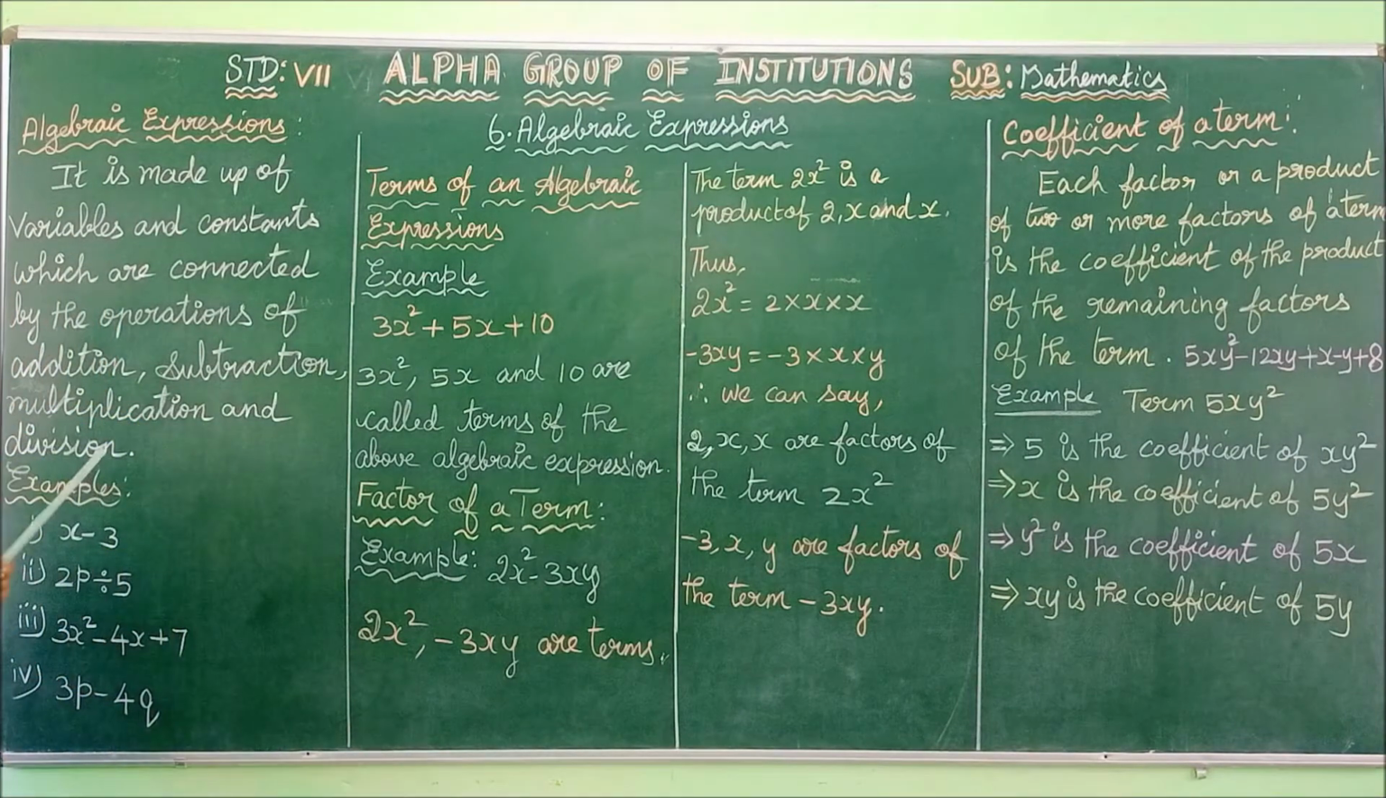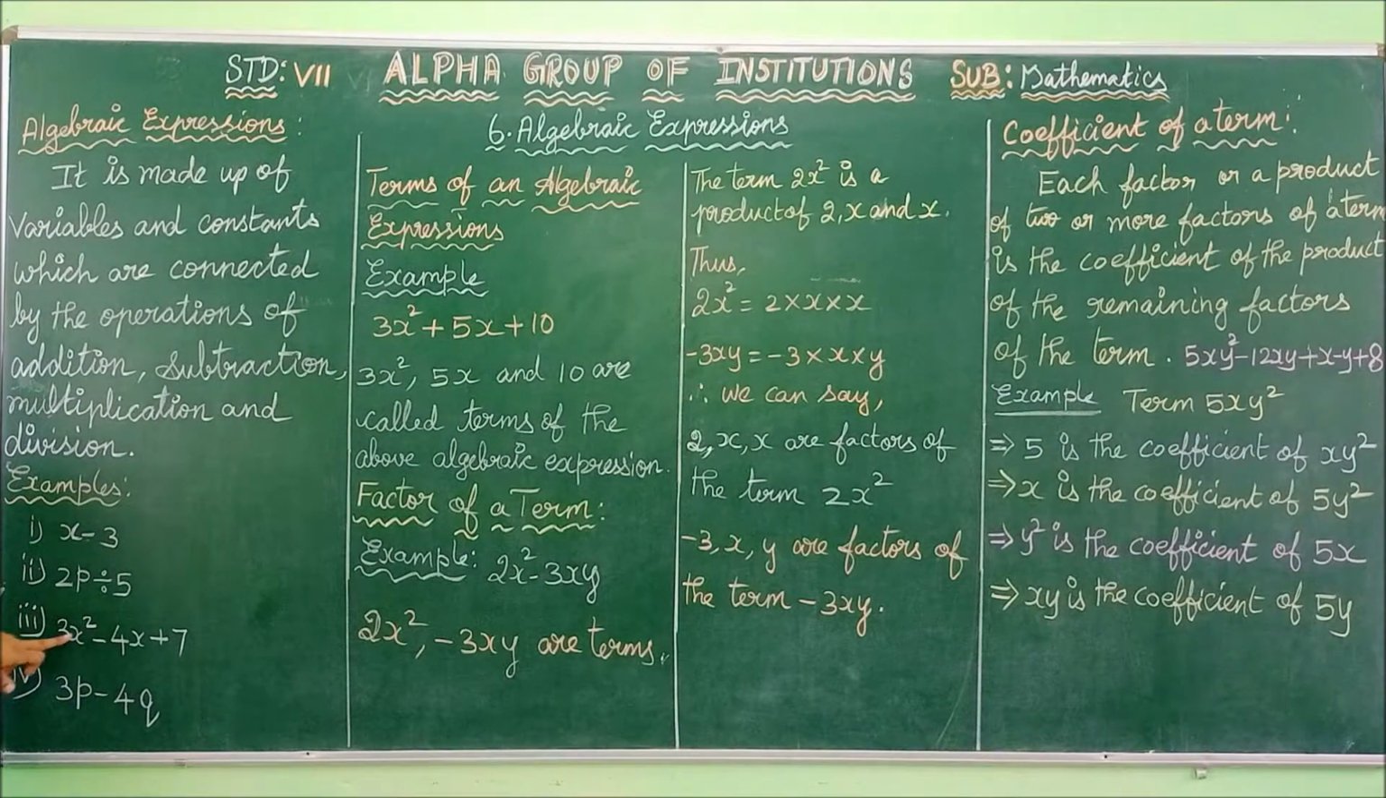Let us see some examples. See here, x minus 3. Here x is the variable, 3 is the constant. Both are connected by the operation subtraction. See the next example, 2p divided by 5. p is a variable, 2 is a constant, 5 is also a constant. Both are connected by the operation division.